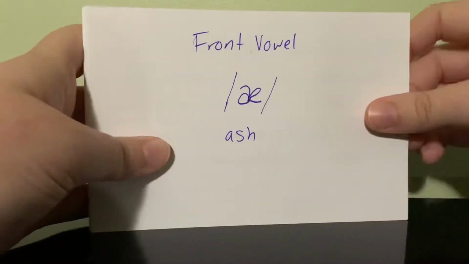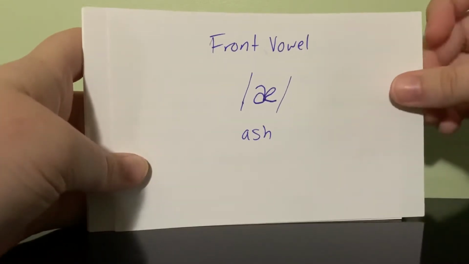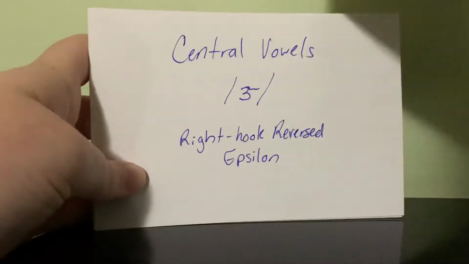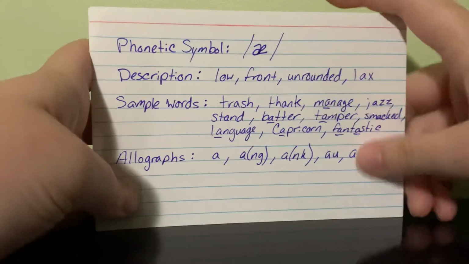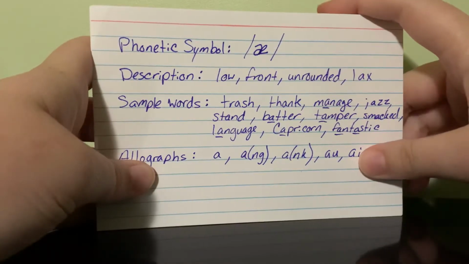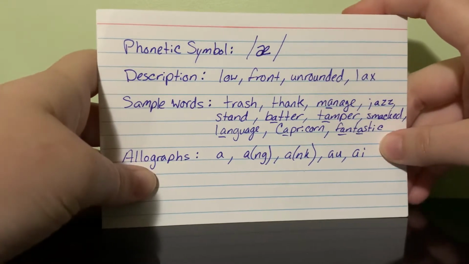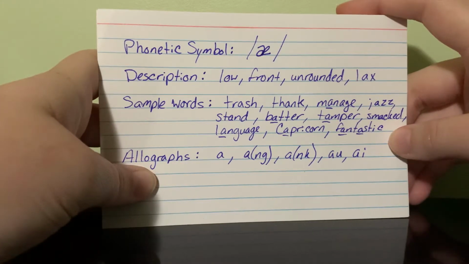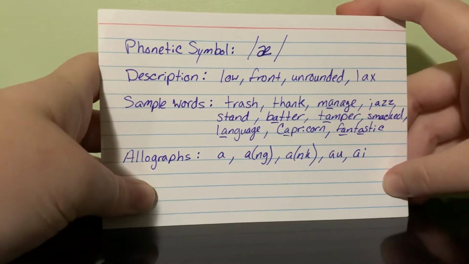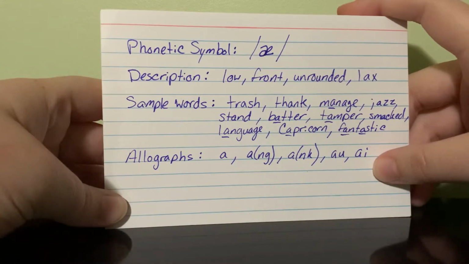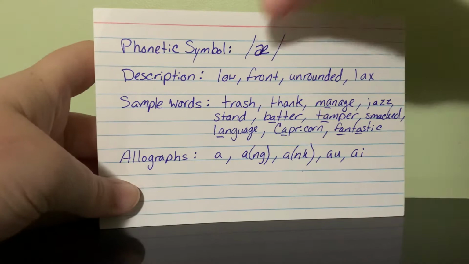And this is the next front vowel, which is the ash, the A and the E basically attached in the middle, and it's making the ah sound. Its description is low, front, unrounded, and lax, showing up in words such as trash, thank, jazz, batter, and then the allographs listed at the bottom that it can show up as in various words.